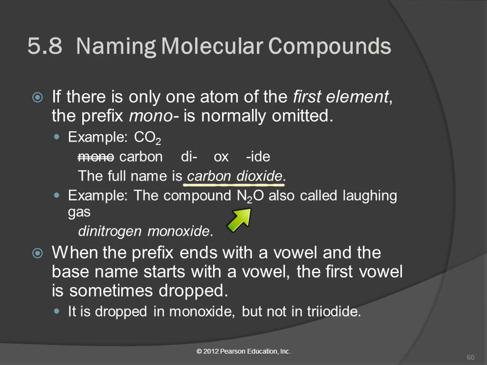N2O is also called laughing gas, and there are 2 nitrogen atoms, so dinitrogen. And there's 1 oxygen, monoxide. So dinitrogen monoxide. Okay, so we dropped an O there because it should be mono-oxide. That looks silly, doesn't it? What is that? Monoxide? Reminds me of a cow or something.